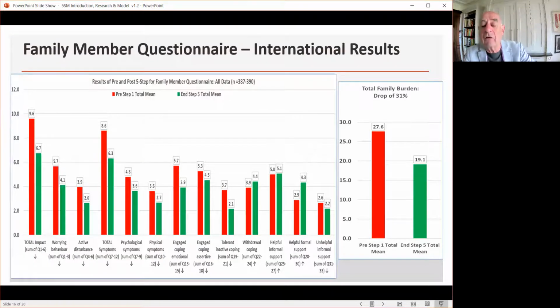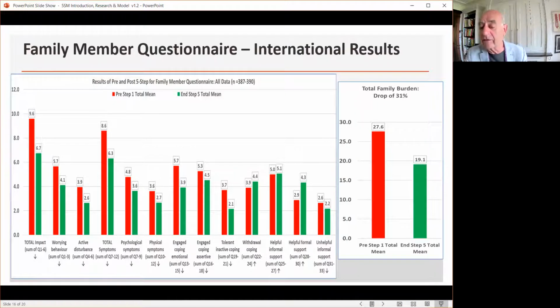Just to give you a flavor of some of the results, this is the combined results from just under 400 before and after. So some FMQ done right at the beginning of step 1 or just before step 1 and almost at the end of step 5. And basically the red figures are what people showed beforehand, and the green figures are what they showed afterwards. On the right, it doesn't all add together. There's lots of reasons, psychometric reasons why we don't add all the scores together, but there are a number of scores we do add together, and we add them together and create something called total family burden.